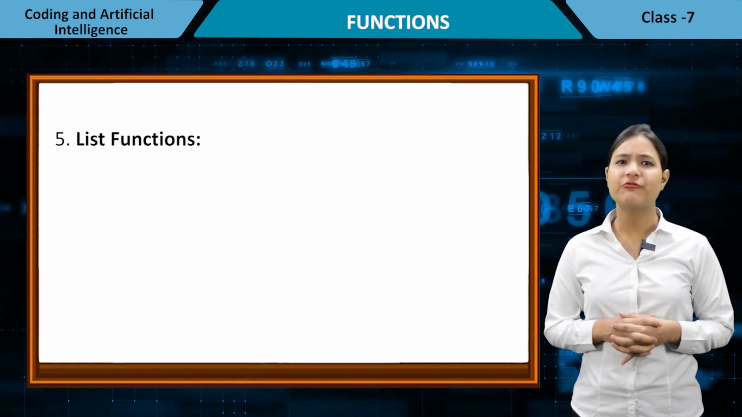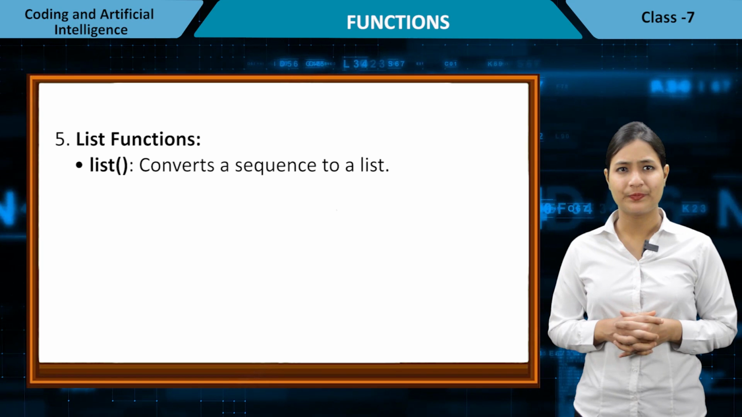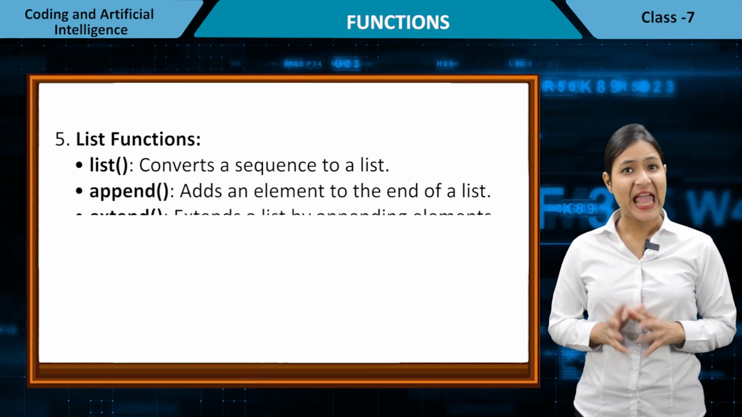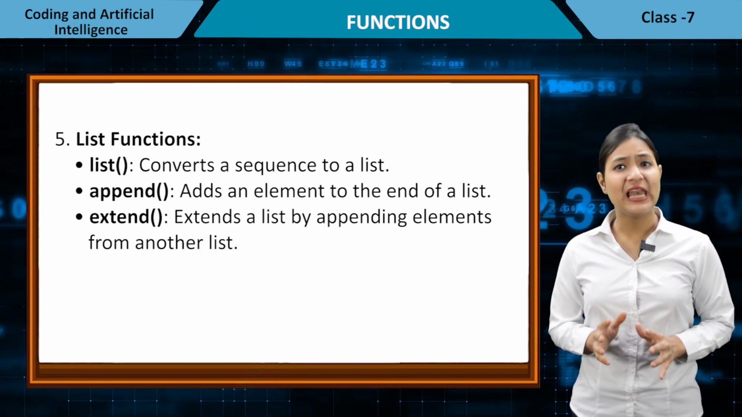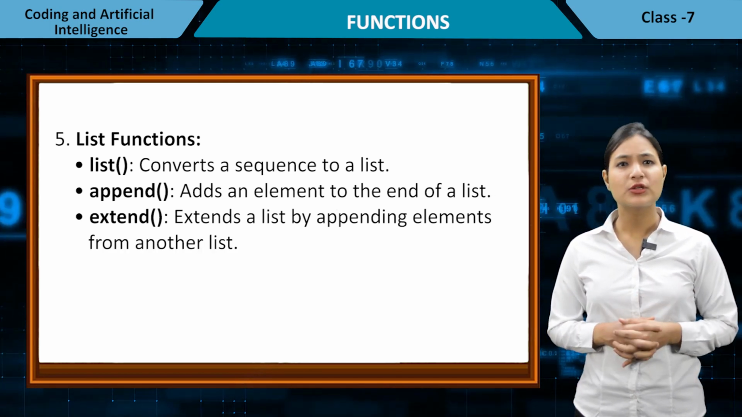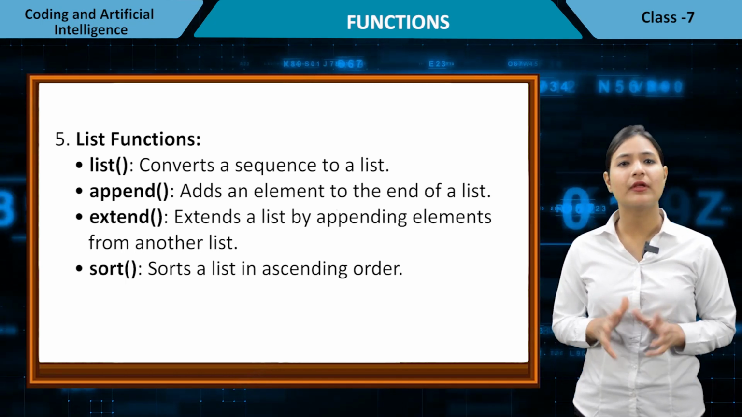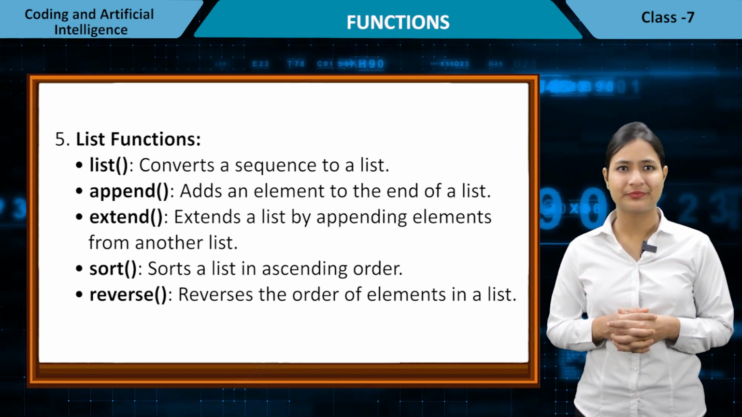Fifth, list functions. List converts a sequence to a list. Append adds an element to the end of a list. Extend extends a list by appending elements from another list. Sort sorts a list in ascending order. Reverse reverses the order of elements in a list.